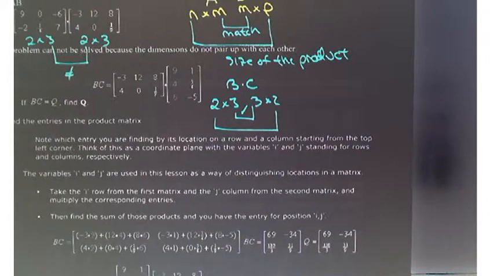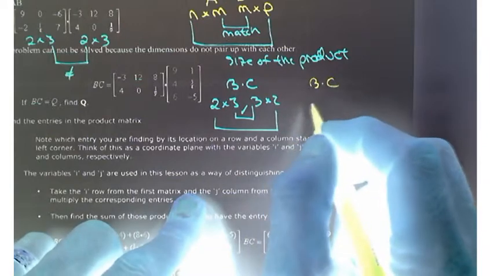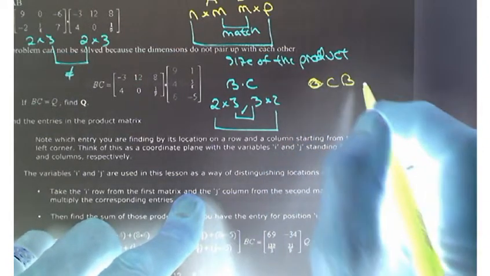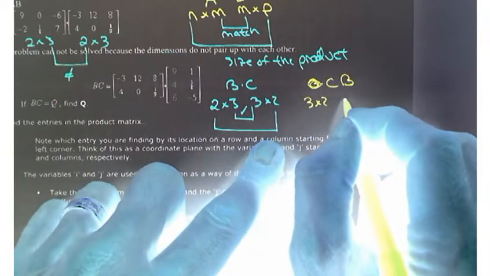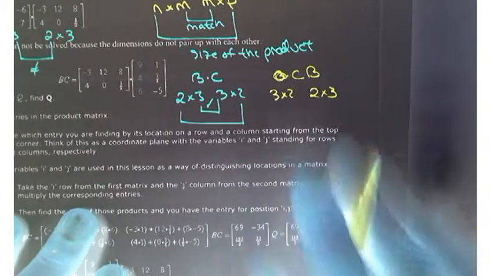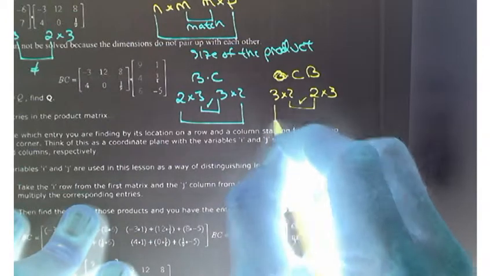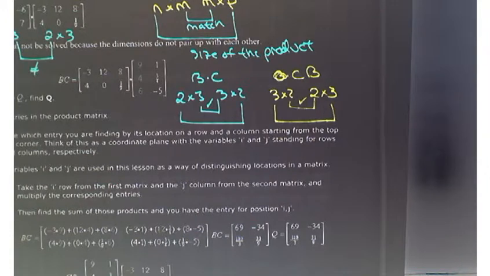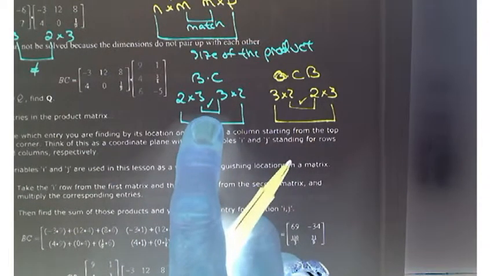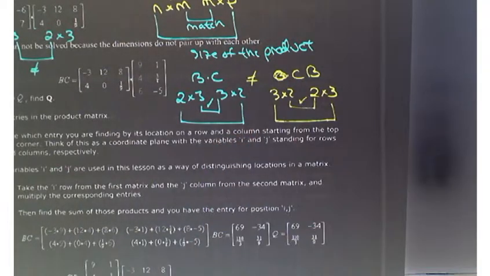Let's take a look at what would happen if I multiplied B times C. Well, excuse me, how about the other way around? C times B. There you go. So C is a 3 by 2 matrix, and B is a 2 by 3 matrix. Can I multiply them? Yeah, that checks. What's the size of the product going to be? 3 by 3. Well, wait a minute. Wow, this is really different. On the one hand, you get a 2 by 2. On the other hand, you get a 3 by 3. So these things are not equal. The order in which you multiply matrices makes a difference.